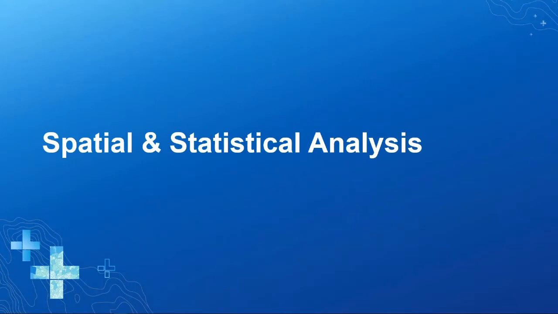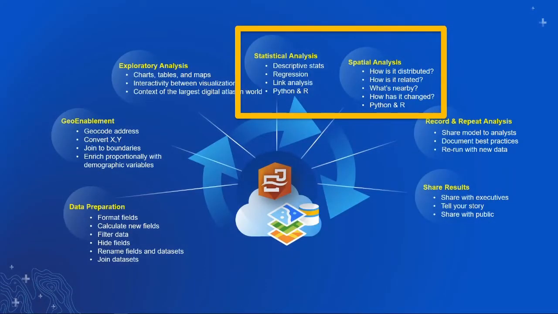I think that exploratory analysis, spatial analysis, and statistical analysis all kind of go together. And when you're working with insights, you're going to blur the lines between these two segments. But I especially want to cover right now the spatial and statistical analysis tools. These types of tools are made for running something. So you're conducting a process on your data set, whether it is a regression, a link analysis, or trying to understand how things are distributed and related.